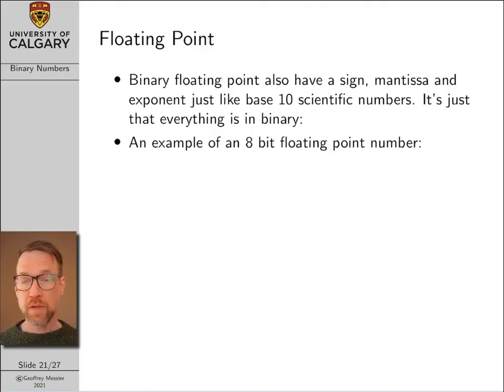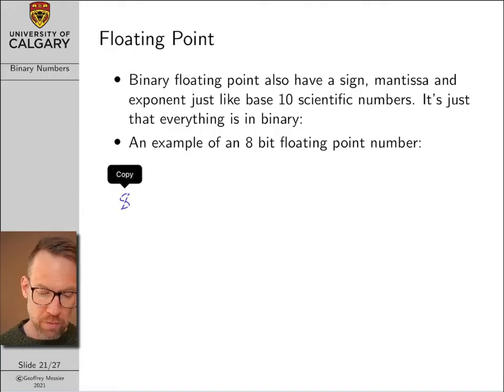So just like scientific notation, floating point numbers have a sign, a mantissa, and an exponent. It's just that everything is in binary. And so if we were to create or represent an 8-bit floating point number, the leftmost bit in a floating point number is always the sign bit. So the first bit is equal to the sign.